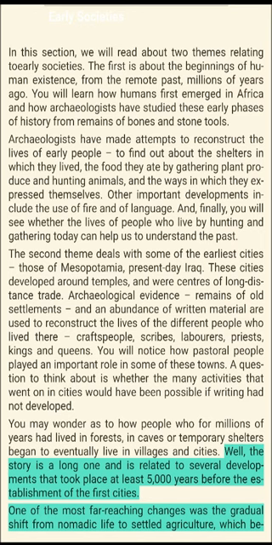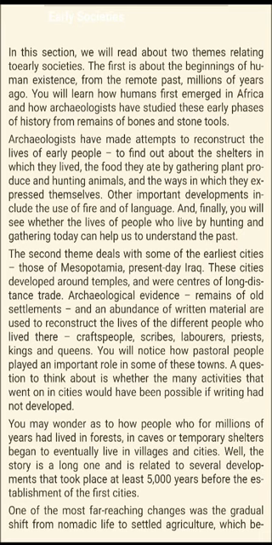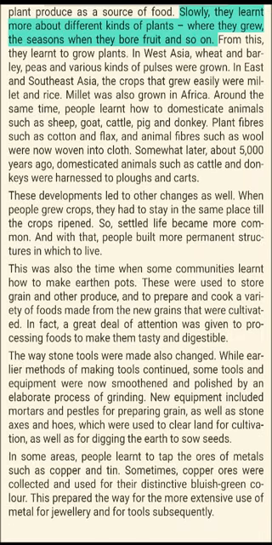One of the most far-reaching changes was the gradual shift to settled agriculture, which began around 10,000 years ago. As you will see in theme 1, prior to the adoption of agriculture, people had gathered plant produce as a source of food. Slowly, they learned more about different kinds of plants, where they grew, the seasons when they bore fruit and so on. From this, they learned to grow plants.